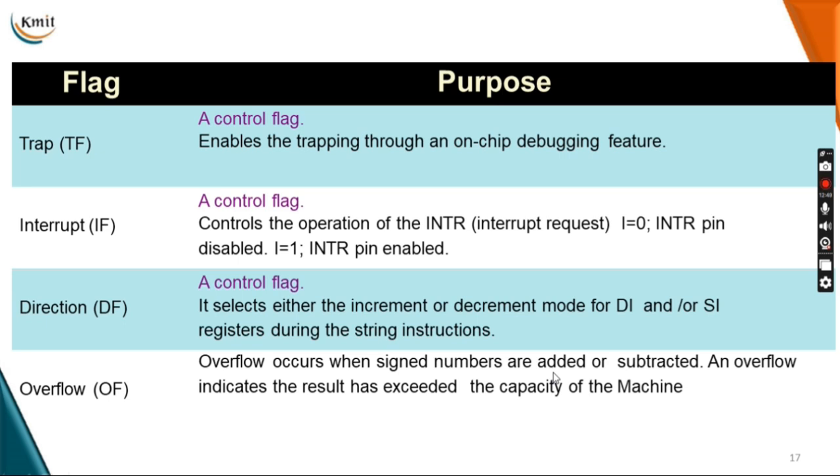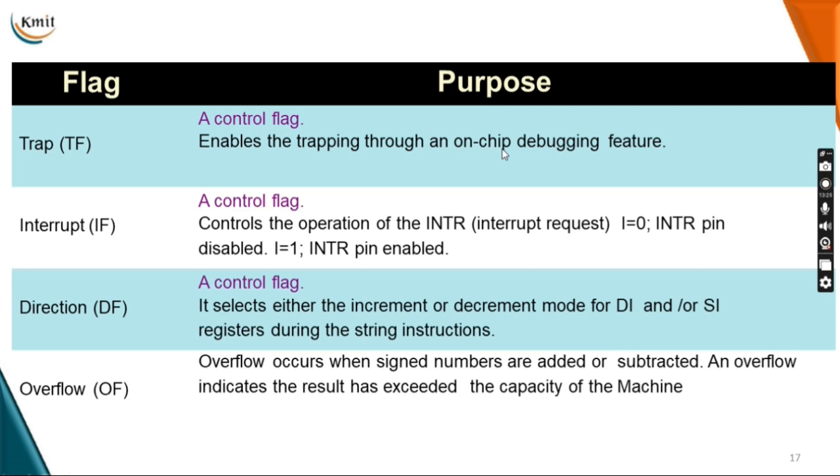Trap flag: if any trapping is going on when you are going for some debugging process, it enables the trapping through an on-chip debugging feature. Interrupt: if any interrupt occurs, this interrupt flag will be enabled. It means an interrupt has occurred. So first we need to clear this interrupt, then we can go for the other part of execution.